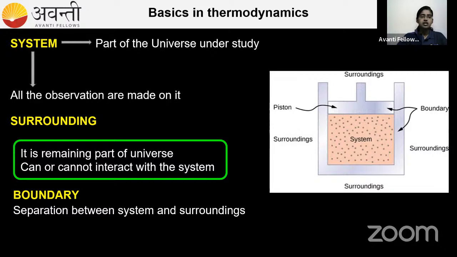So what is a system? System is the part of the universe under study. Here you can see a container which has a piston attached to it, and inside that container we have some compounds. That is called a system. That is the part of the universe under study, and all the observations are made on the system.